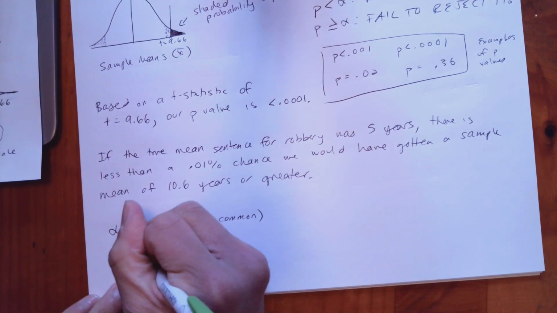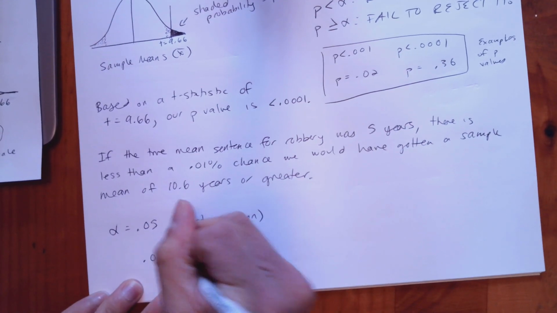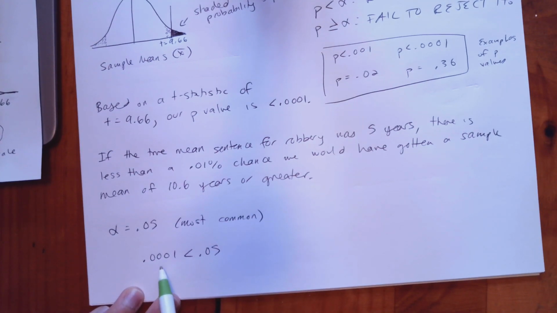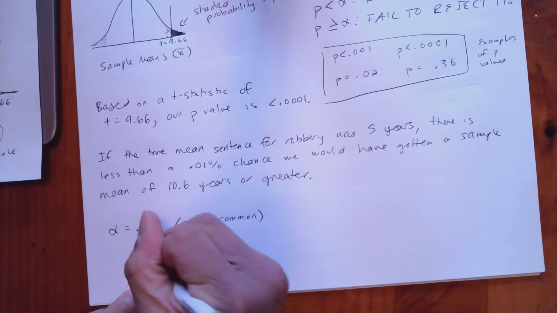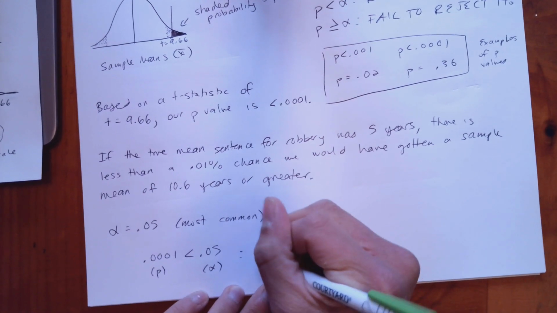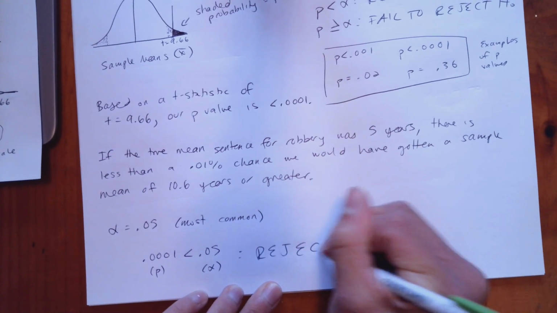You can say 0.0001 is much less than 0.05, and we know that our p-value is actually less than this number here. But since your p-value is less than your alpha value, this means that you reject the null hypothesis.